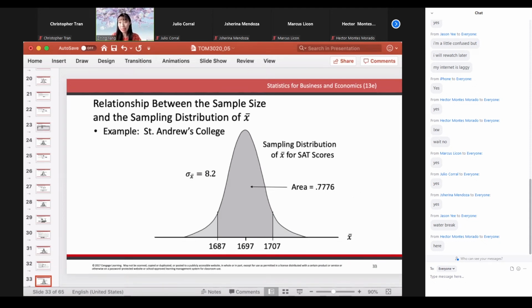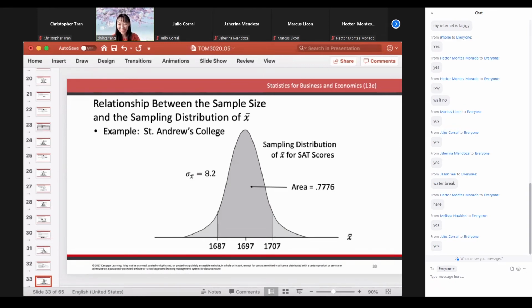So does this make sense? Like the change in standard error and how does that affect the probability in the middle area, like affect our estimation? Yes. Yes. Everyone else? Good. Some of you are really quiet today. Melissa's good. Okay, nice. Julio, good.